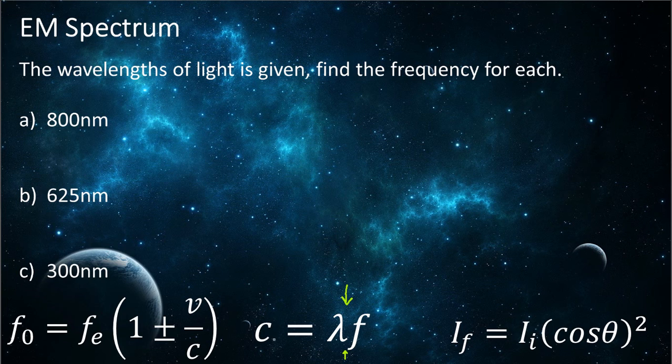Because this number is constant, c, that means that if our frequency were to increase, our wavelength must decrease proportionately. And the reverse is also true. If our wavelength increases, then our frequency must decrease proportionally, such that if I multiply these two things, I always get the speed of light.